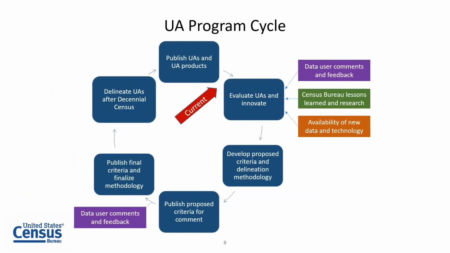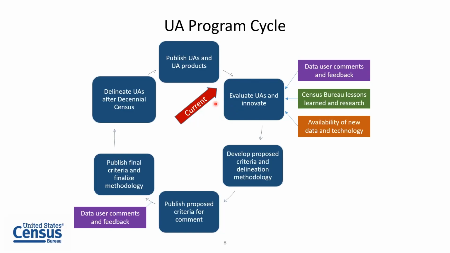So this diagram depicts the current urban area program life cycle. If we start here, this is kind of where we are right now. We published the urban areas and urban area products, and now we're in the phase of starting to evaluate the urban areas and innovate and learn from the previous decade. The urban area program cycle is cyclical in that once we publish the urban areas and our products, we evaluate the previous delineation shortly afterwards.